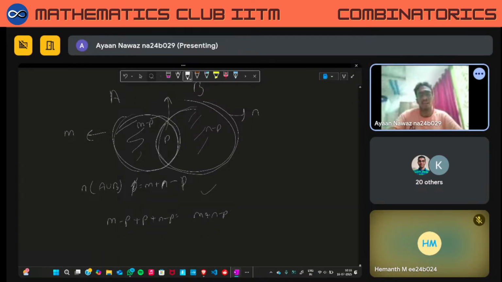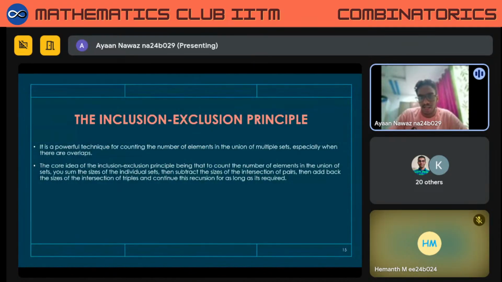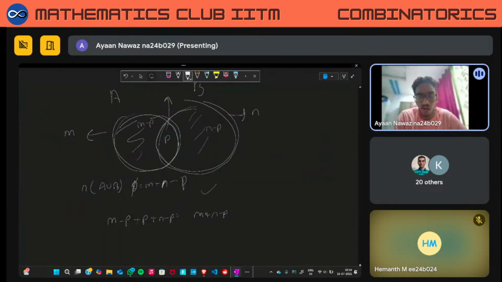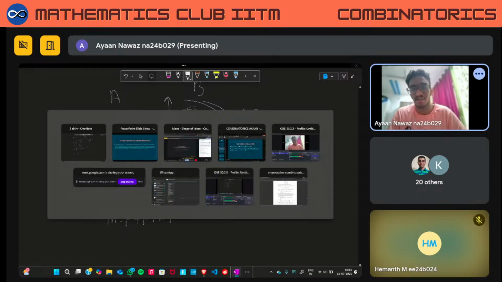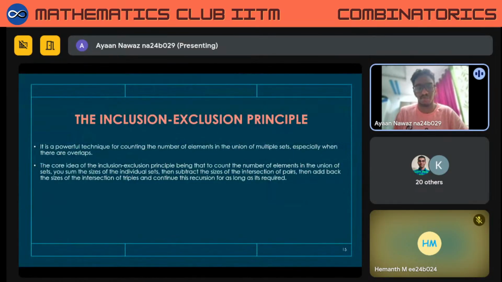It goes on the same way for triplets, for three sets, four sets, five sets, and so on. You include them once, and you exclude them again because you included them two times, not one time. I'm including p two times: when I'm counting A, I'm including p, and when I'm counting B, I'm including p. So I'm removing that extra p which I got. That is why we're excluding that. That is the inclusion exclusion principle. That is basically what it means.